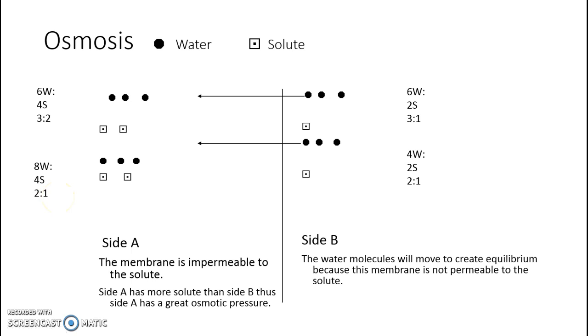So this membrane is not permeable. It's impermeable to solutes, and so only water moves. And the water moves this way because these solutes pull the water to them. So side A has more solute than side B, thus side A has greater osmotic pressure. All right, so that's osmosis. Doesn't take any energy, just happens.